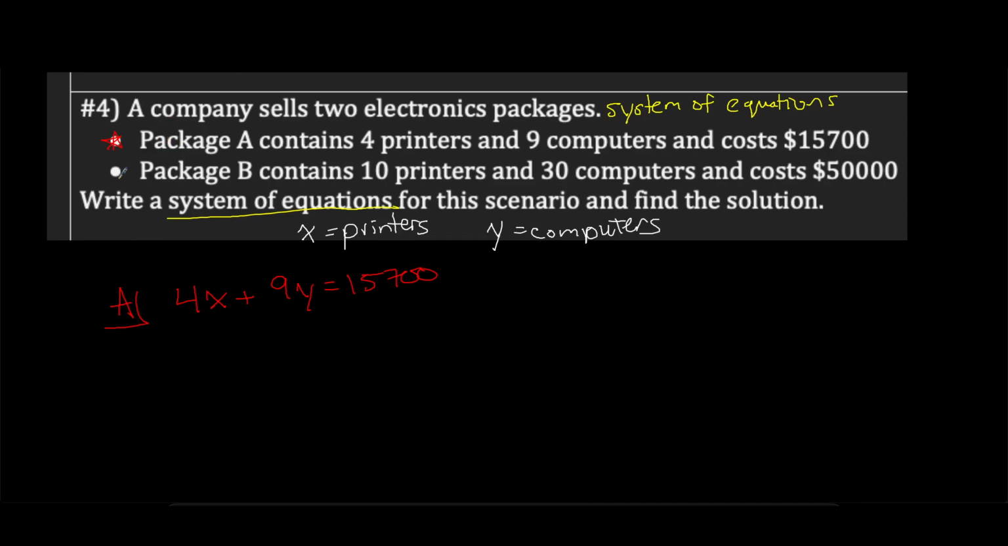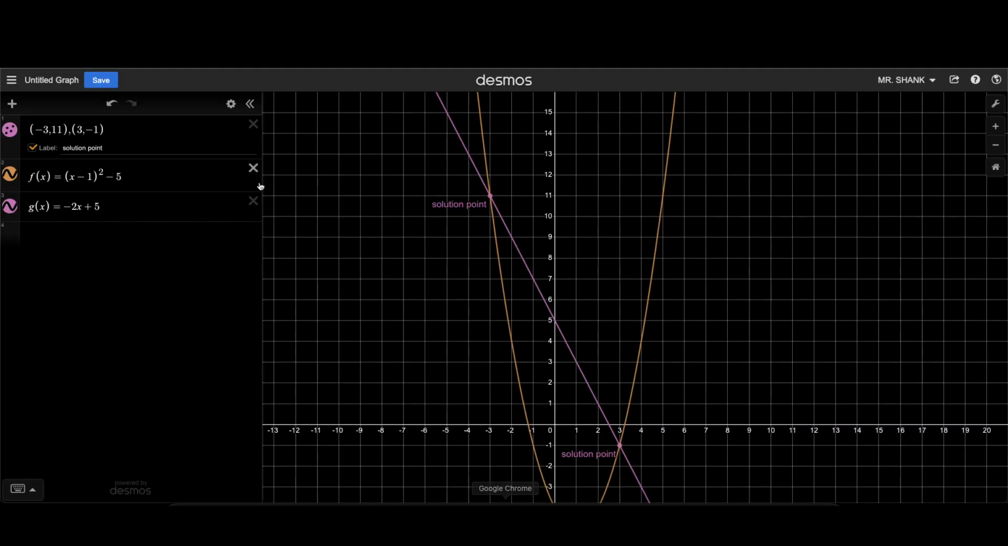My second equation I can do in green. Let's say our equation B is going to be 10x plus 30y is equal to 50,000. And so we're trying to figure out, okay, where do these two lines intersect? So make sure you can go from your sentence to the equation, from the equation to the graph, and that's what we're going to do now.